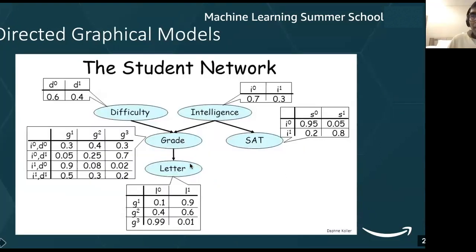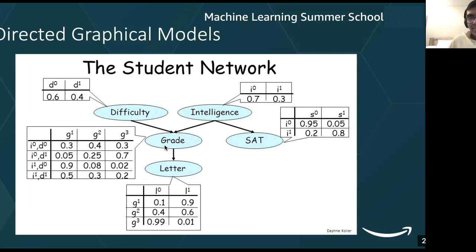To understand directed graphical models in a little more detail, we will make use of the canonical student network example that is shown on this slide. This network has 5 different nodes: difficulty, intelligence, grade, letter, and SAT. Difficulty signifies how difficult a given test was, with 0.6 indicating that the test was not difficult, and 0.4 indicating the test was difficult. Intelligence signifies how intelligent the student is, with a 0.7 probability the student is not intelligent, and a 0.3 probability the student is intelligent.